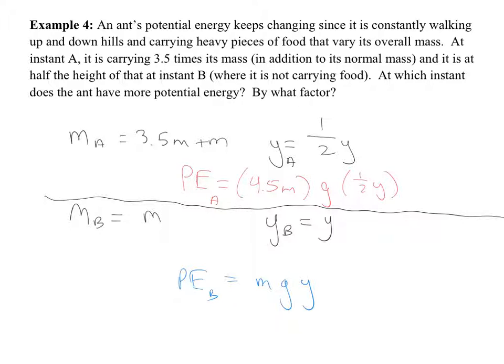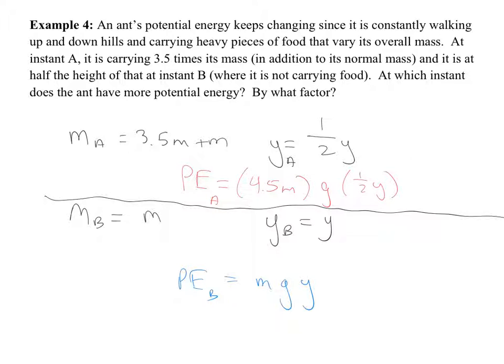So the first instant is at instant B. It's carrying a lot of food, but it's at a lower height. In the second instant, it's carrying no food, but it's at a higher elevation. Which of these generates a greater potential energy? Well, in the second case, I have mgy. If you put numbers in, you can get numbers here, right? And get your number, please do that. But if you have variables, it's just mgy.